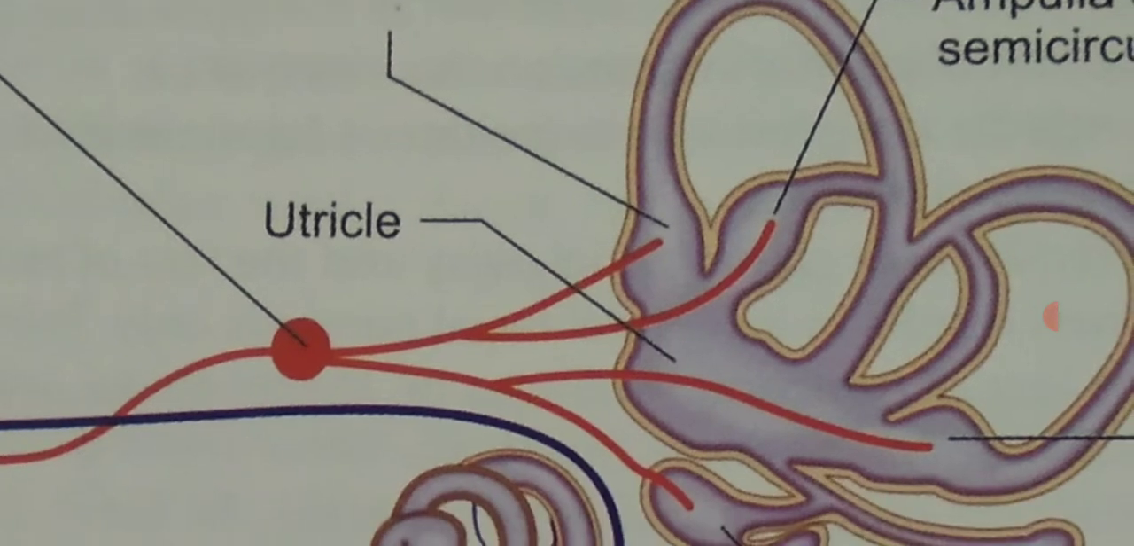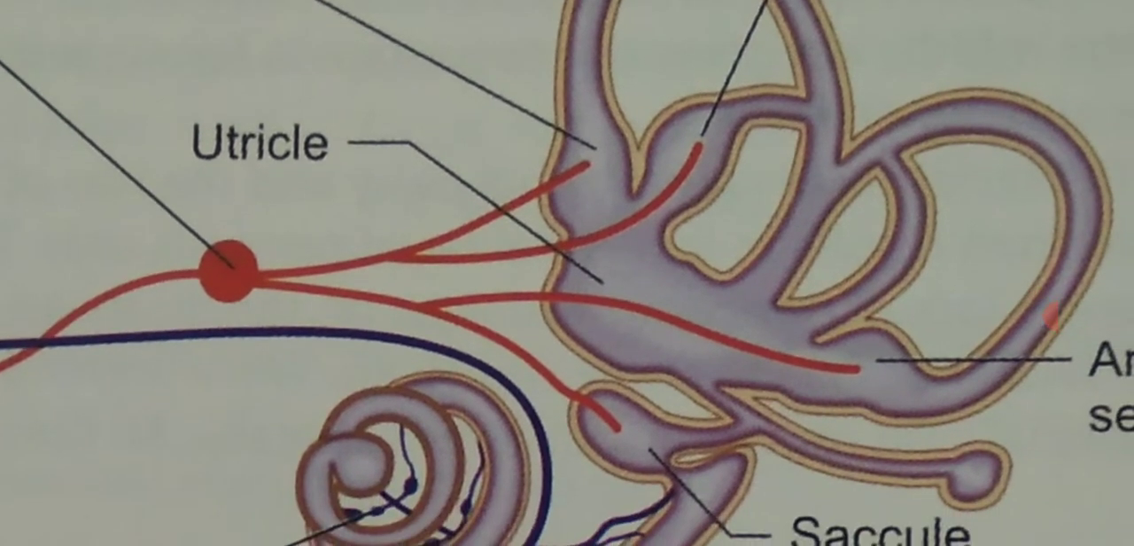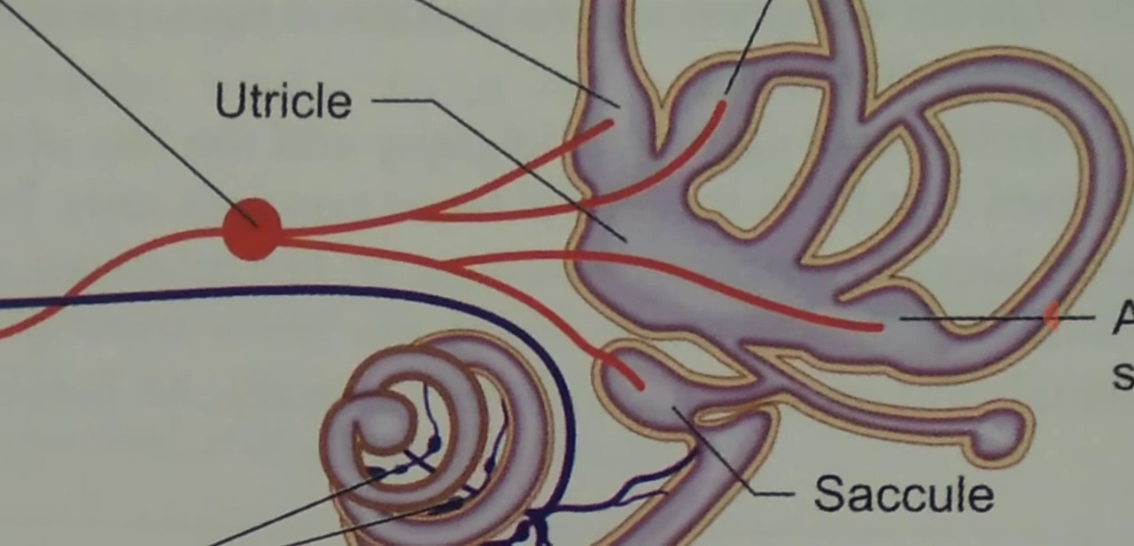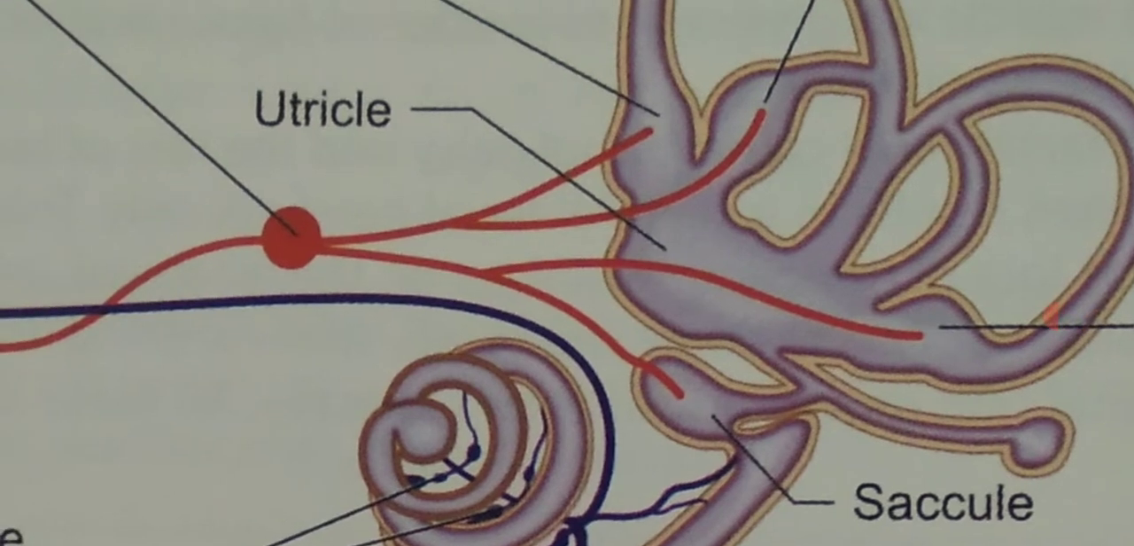In order to do the static equilibrium, we have something called macula. The receptor for static balance is called macula. It is present within a cubical chamber called vestibule. Inside, two chambers are there. One is like a sac, so we call it a saccule. The other one is like a U-shaped tube, so we call it utricle. So what is the receptor for static balance? It's the macula, M-A-C-U-L-A, macula, present within the saccule and utricle.